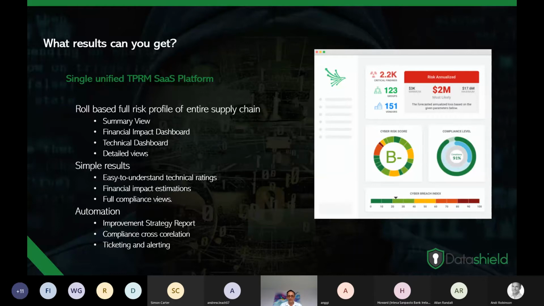It's all role-based, so you can get a summary view across your entire supply chain. You know, what is the cumulative financial risk to us? What is the average technical score? What is the average financial score? If you're a CFO, you can drill down into financial impact dashboards. If you're the CTO or CISO, you can then start getting technical dashboards, and then you can drill down into detail on each and every supplier that you've got and you've imported into the platform.